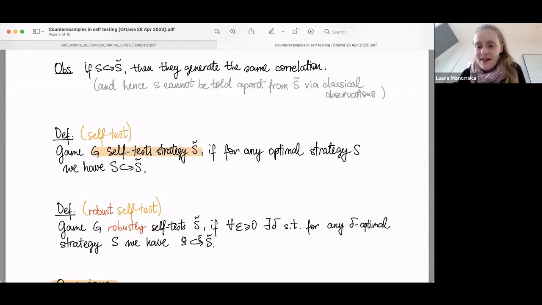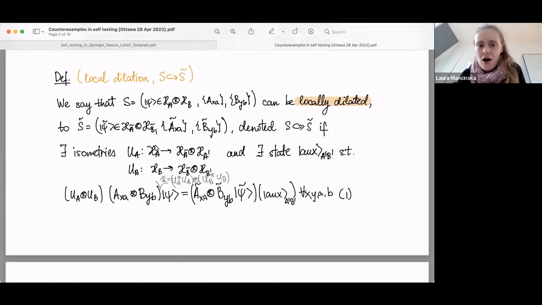What does this arrow with an epsilon mean? Well, you just take this definition of local dilation and say there exists an isometry so that this equation holds up to epsilon. So these are two vectors and you want them to be close, let's say in 2-norm: the difference has 2-norm at most epsilon.